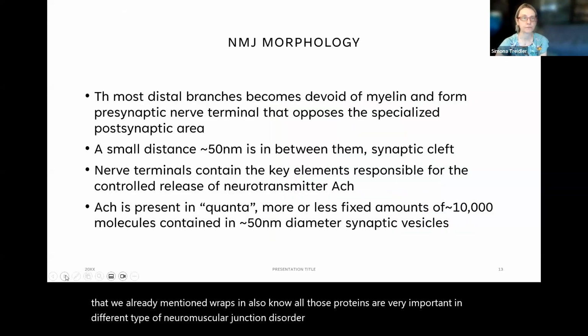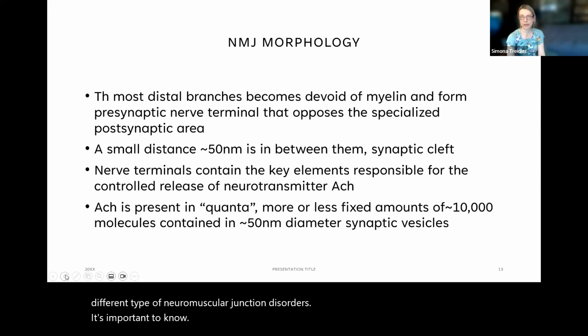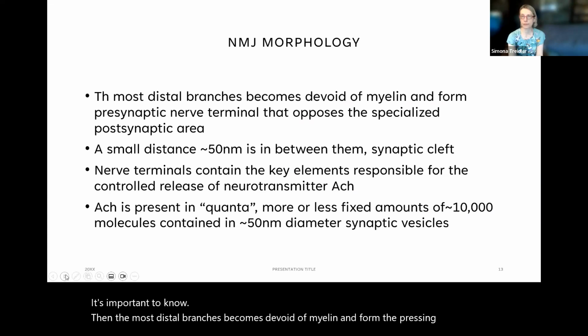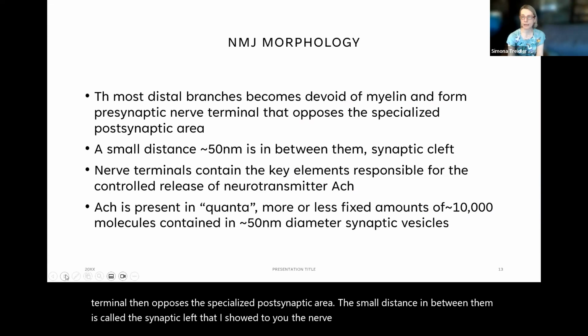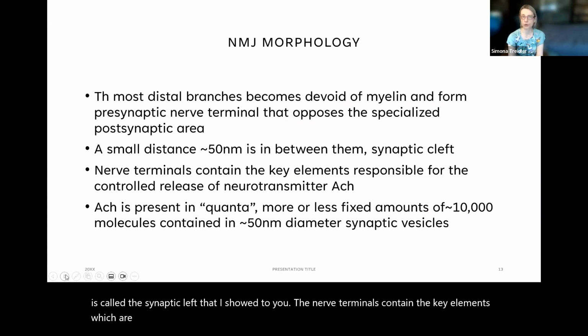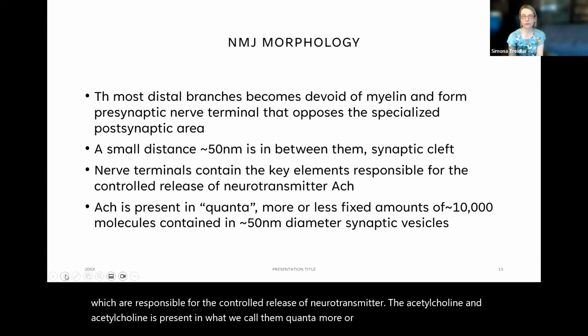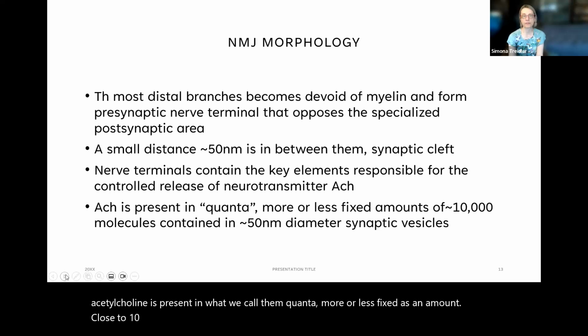It's important to know. Then the most distal branches become devoid of myelin and form the presynaptic nerve terminal, which opposes the specialized postsynaptic area. The small distance in between them is called the synaptic cleft that I showed to you. The nerve terminals contain the key elements which are responsible for the controlled release of the neurotransmitter, acetylcholine. And acetylcholine is present in what we call quanta, more or less a fixed amount, close to 10,000 molecules, contained in these synaptic vesicles.